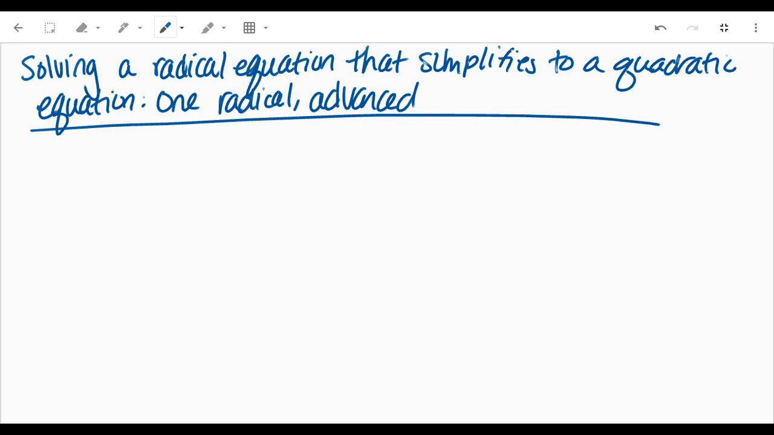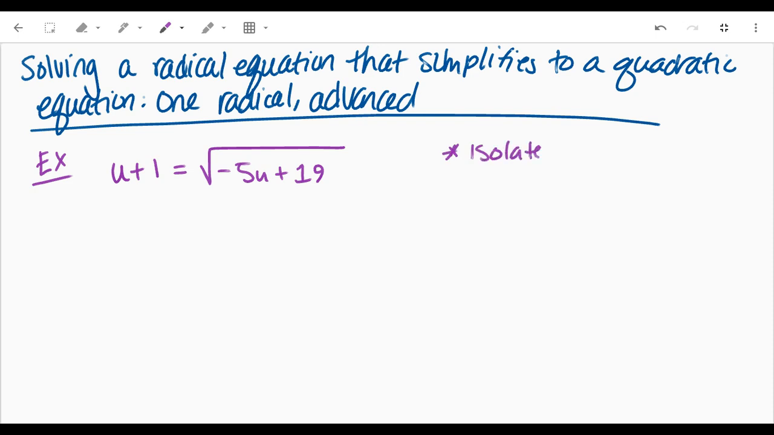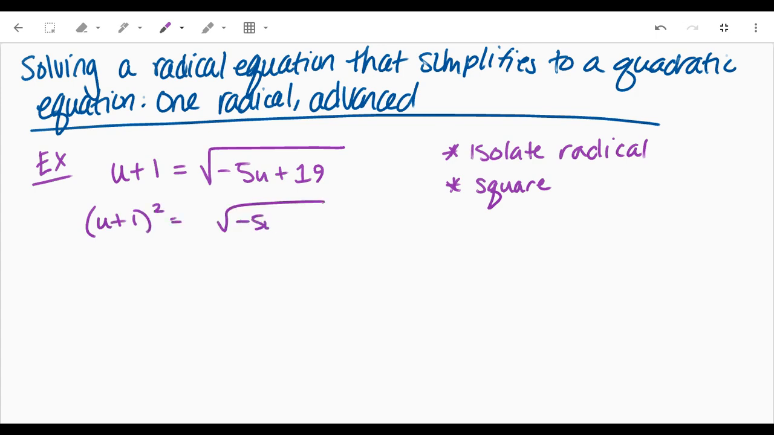Okay, so an example here would be an expression like u plus 1 equals the square root of negative 5u plus 19. Okay, so remember, if we have isolated the radical, then the next step is to square both sides. So we're going to do u plus 1 squared and the square root of negative 5u plus 19 squared. That will get rid of the radical on the right-hand side.